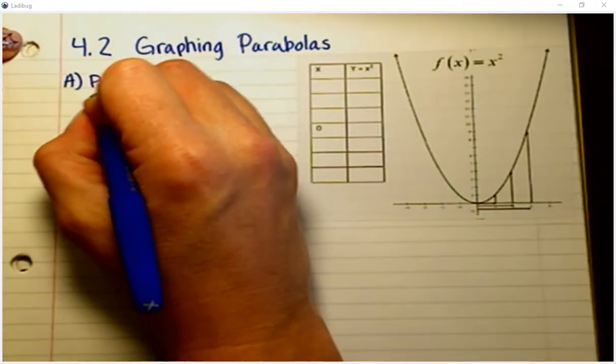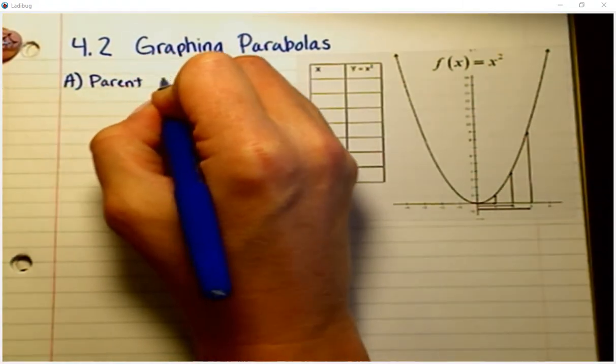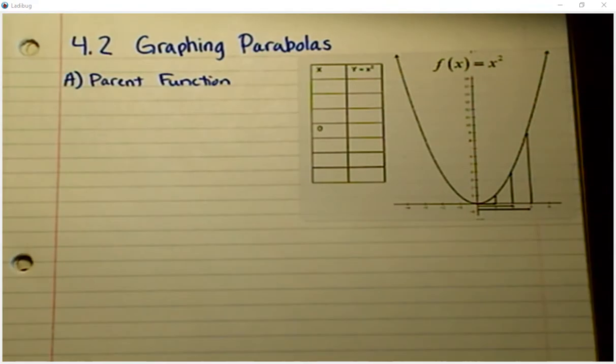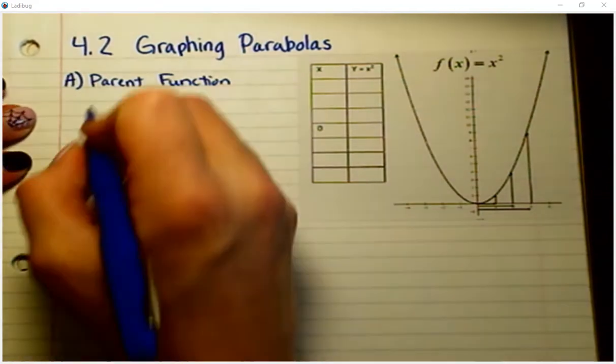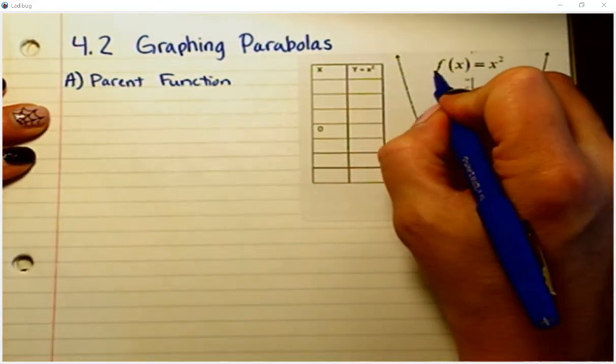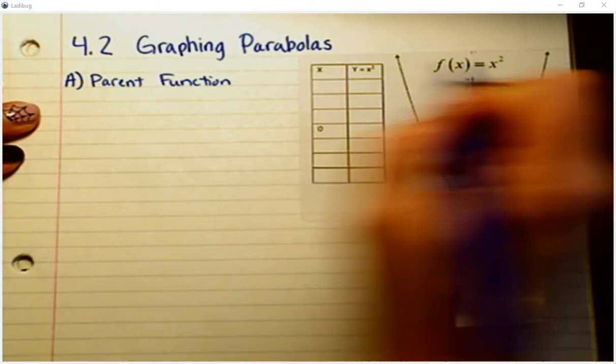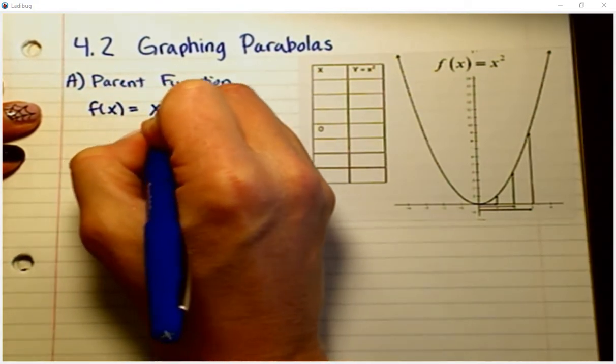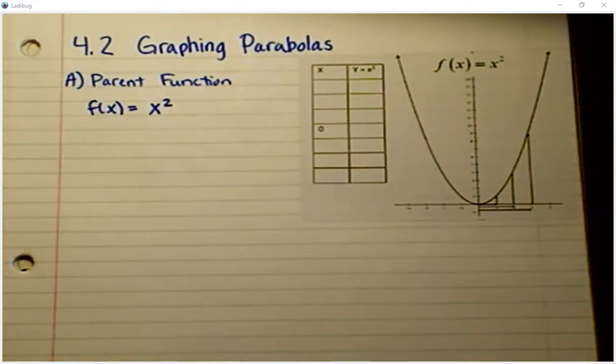Okay, parent function. This is a new parent function. It's not a line. It's not a V. It's a curve. Kind of looks like a U. Okay? So the parent function, which is labeled for you right here, is f of x equals x squared. That's the new parent. And it is a curved shape.